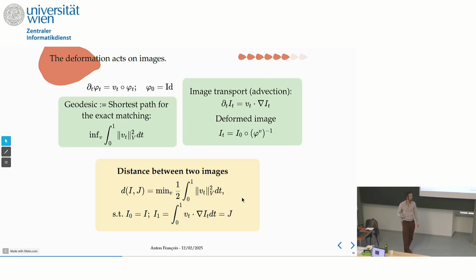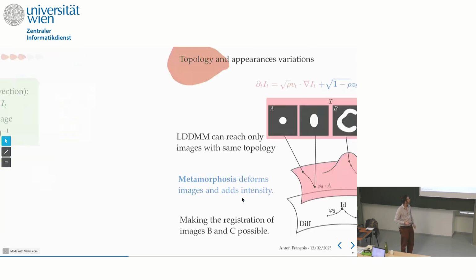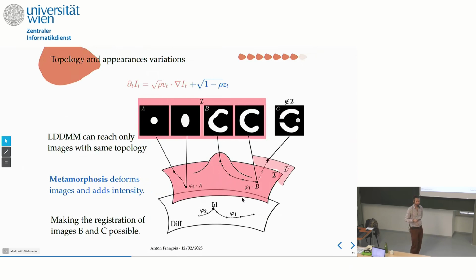And with all of this, we have a distance in between images, which is the great strength of LDDMM. Okay. So LDDMM is a very nice tool. However, it can register only images with the same topology. So like all the ones that share the same orbits can be registered together with LDDMM. But if not, we have to break the topology somehow. And so that's what Metamorphosis is for.